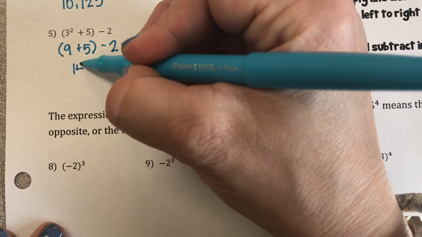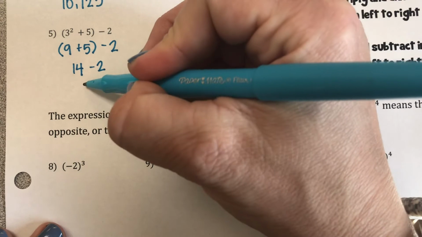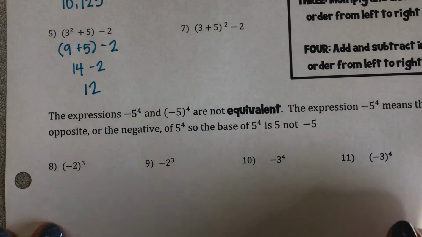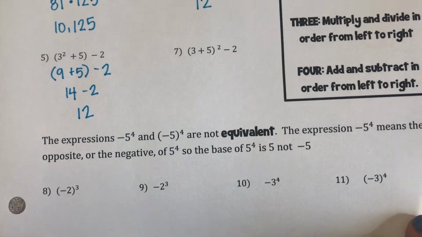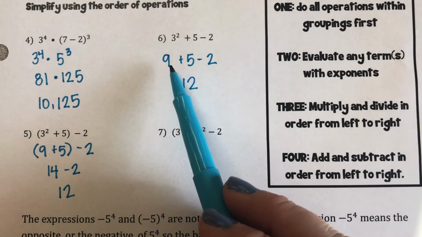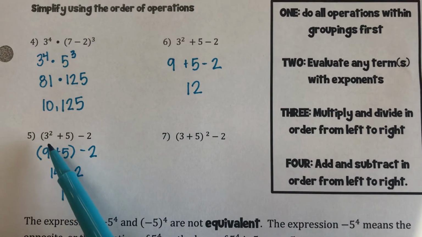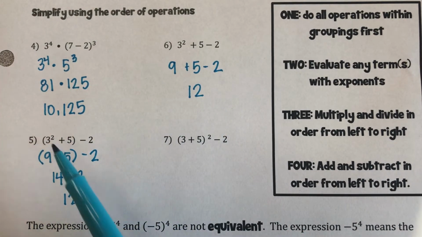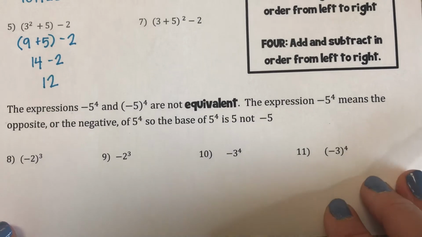9 plus 5 is 14. 14 minus 2 is 12. So let's look at that. We got the same answer as up here, right? Because you are going to do that exponent first, even if it's in parentheses.